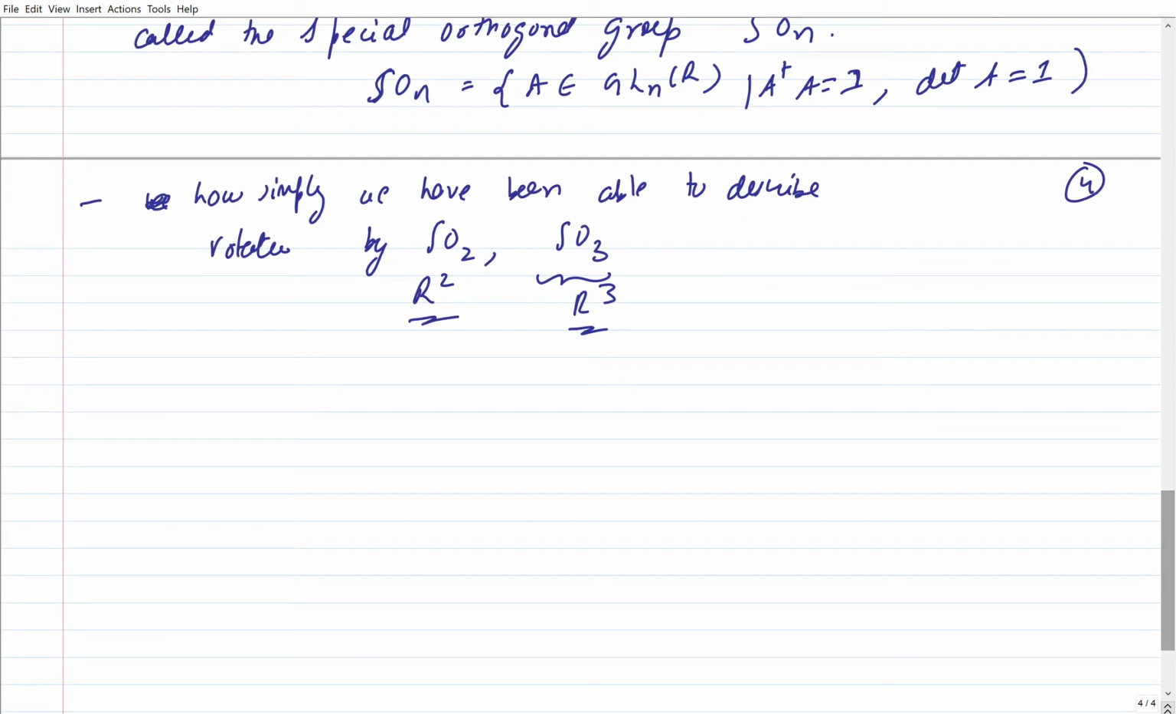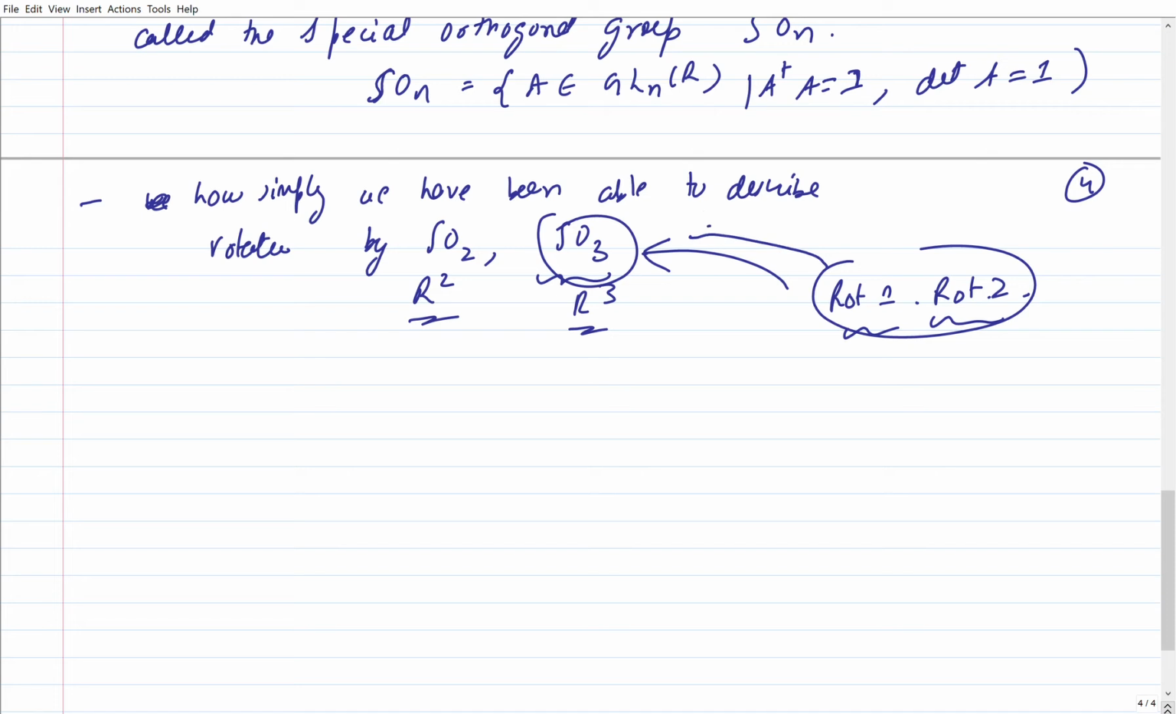And since they form a group structure, you can combine any two funky rotations, and the product matrix is also going to be a matrix. So rotation 1 times rotation 2, and the product is also going to lie as another matrix which is going to be orthogonal with a determinant of plus 1. So this is a very elegant way of representing any rotation or composite rotations.